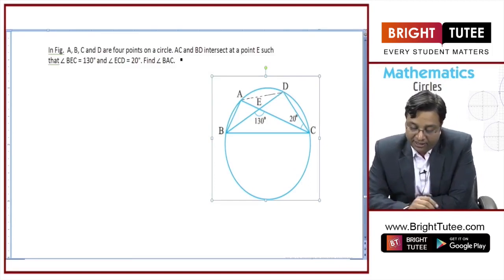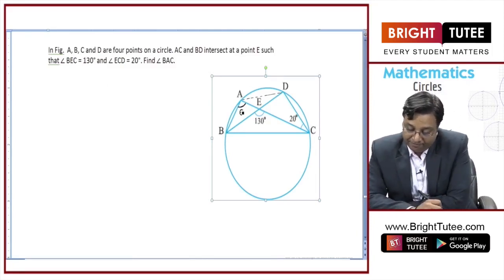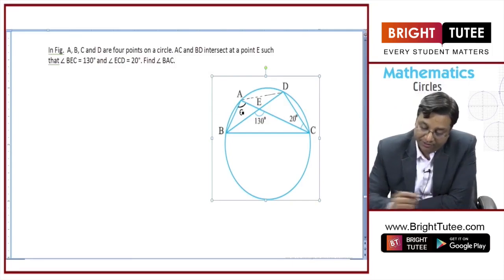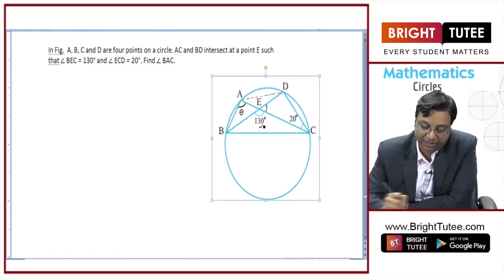AC and BD intersect at point E, such that angle BEC is 130 and angle ECD is 20. So we need to find angle BAC. Let us locate that angle first. I am talking about this angle here. I need to find angle theta, angle BAC. Now let us look at this angle first. This angle is a linear pair of this angle, so it will be equal to 50 degrees.